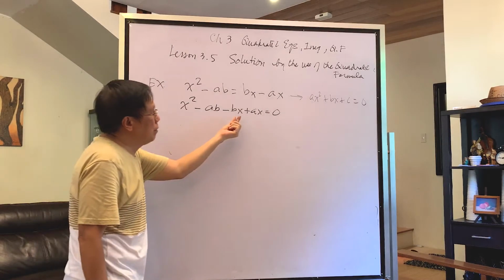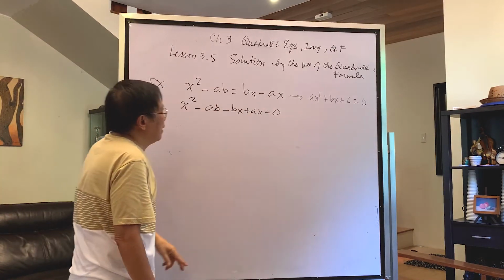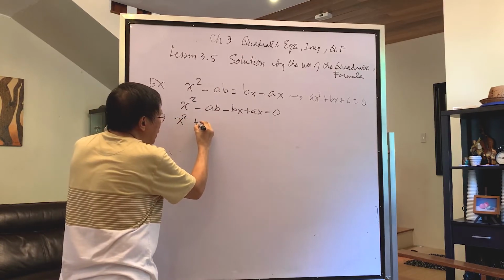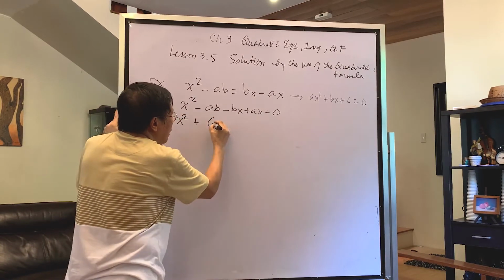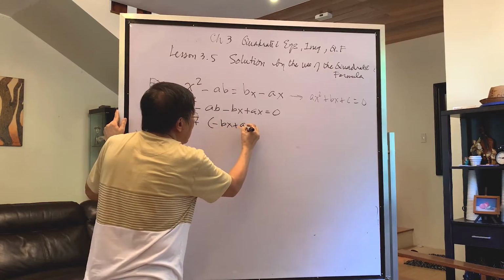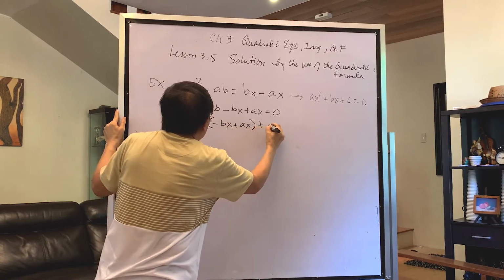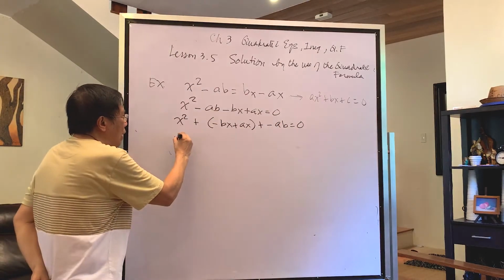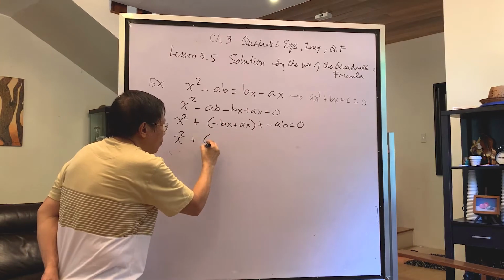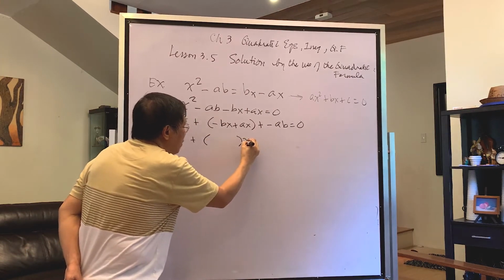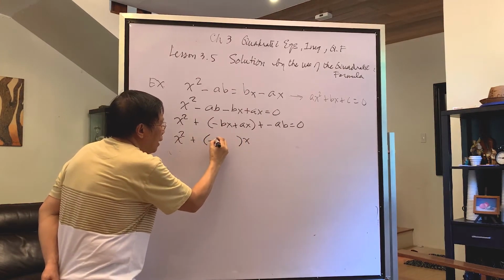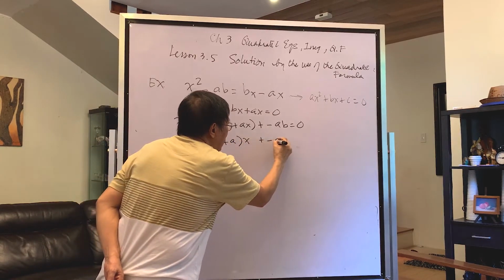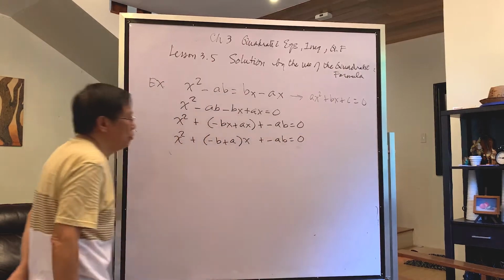Okay, there are two terms that contain x. That means we have to group them. Let's say I can now rearrange my terms so that I will have here x squared plus, and these two terms that contain x will be there, and then plus negative ab equals 0. Okay, so I have now x squared. I can factor out x here, and I will have negative b plus a. And I have here plus negative ab equal 0.